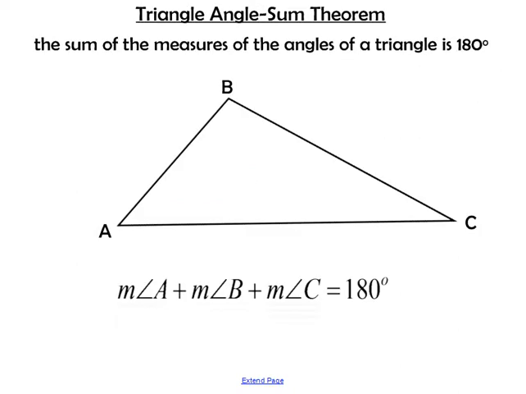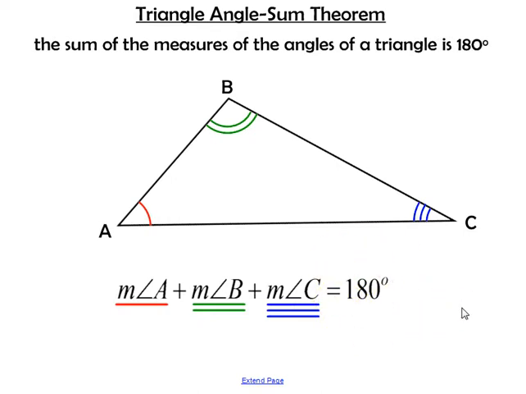The triangle angle sum theorem. This says that the sum of the measures of the angles of a triangle is 180 degrees. Now, that means that in any triangle, the measure of one angle plus the measure of the other angle and plus the measure of the third one will always be equal to 180 degrees.